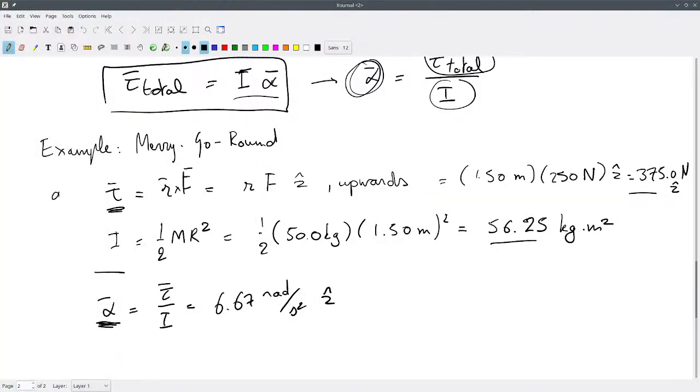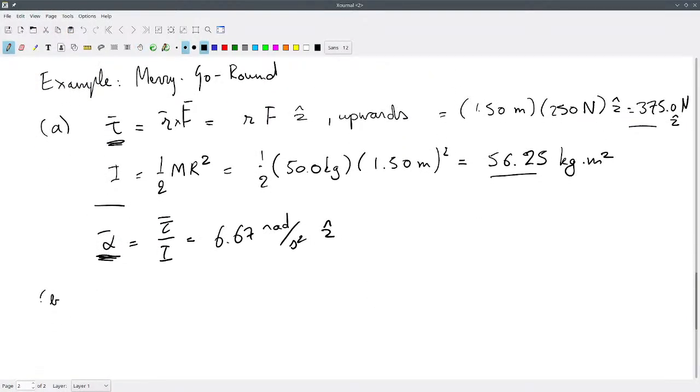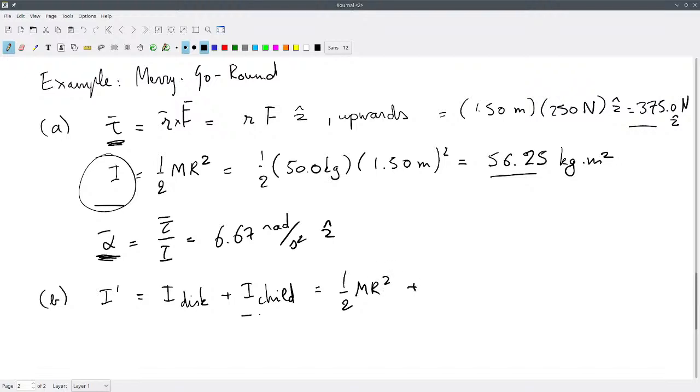So what changes in this problem? So this was our problem A. What changes in our problem is the moment of inertia. So this will be, let's call it I prime. That's going to be the total moment of inertia of the disk with the child on it. So that's going to be the moment of inertia of the disk, which is what we calculated before, plus the moment of inertia of the child for rotation around that axis. So that's going to be 1/2 mr squared plus the moment of inertia of the child.